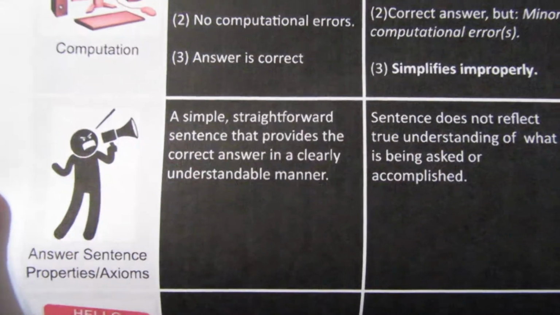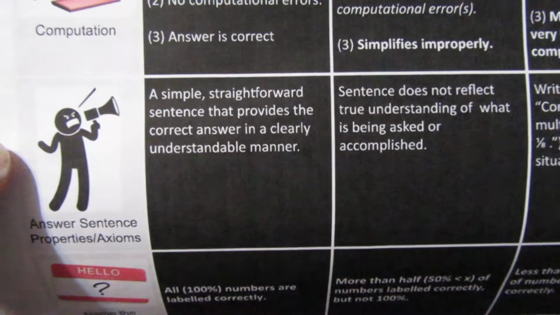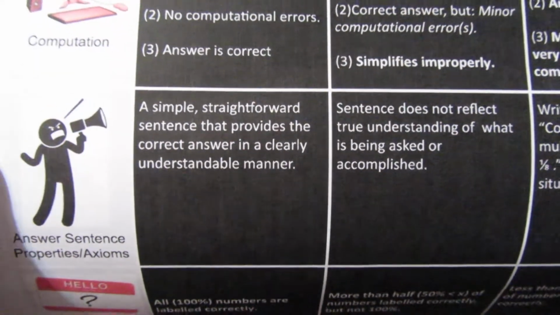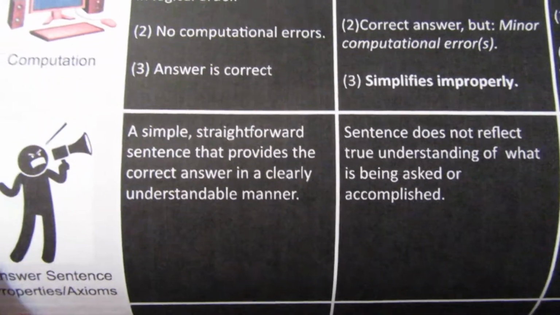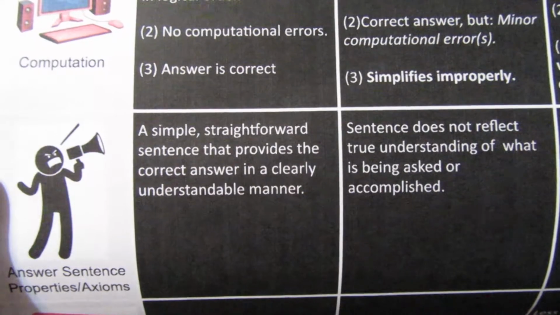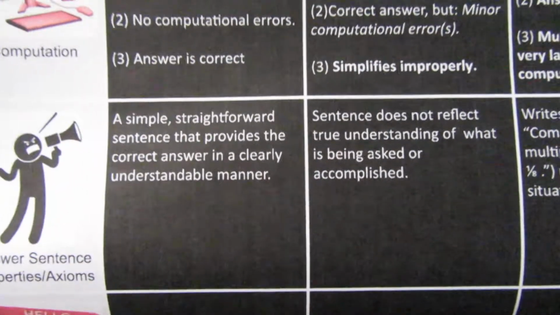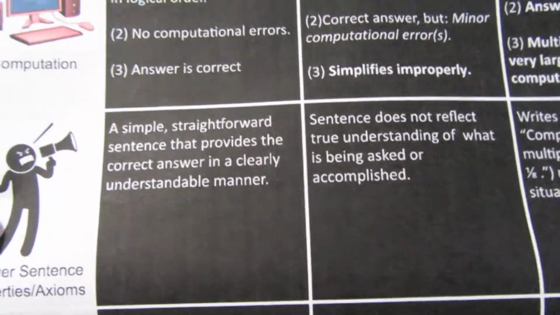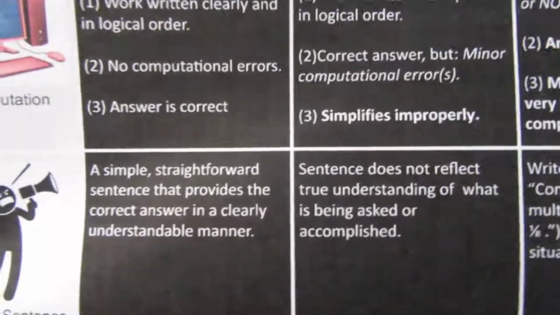And let's see the expert when it comes to the answer sentence. You have a simple, straightforward sentence that provides the correct answer in a clearly understandable manner. Here it is: I had a total of 3 inches of paper when I got done cutting them, whatever it is in that situation. That is a very straightforward answer. I have 3 pounds of butter after I sold the rest of it. There you go, correct answer.